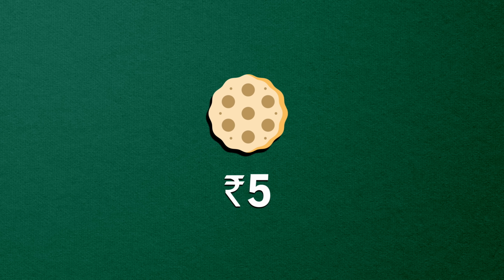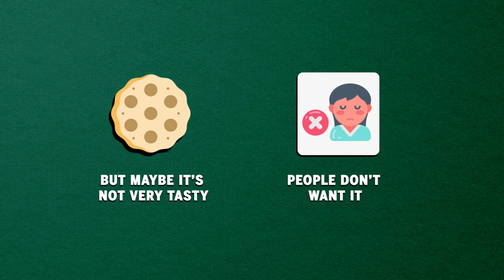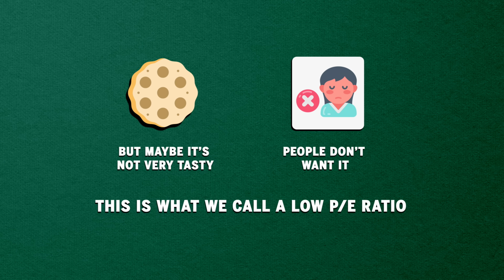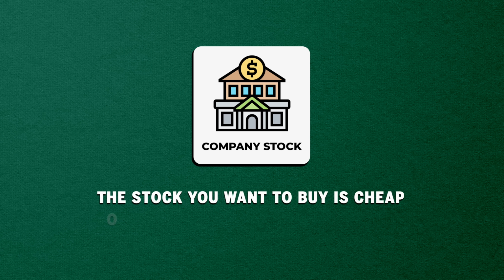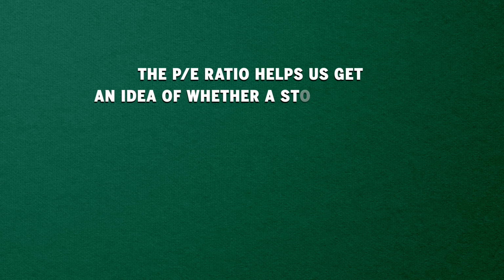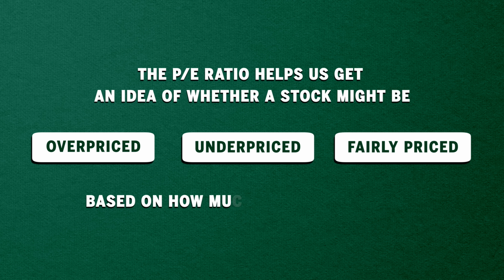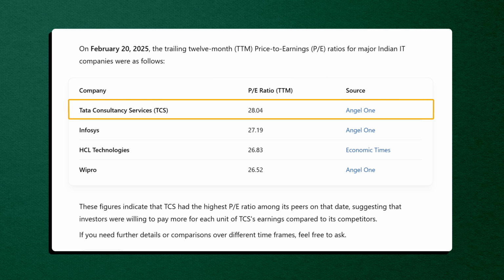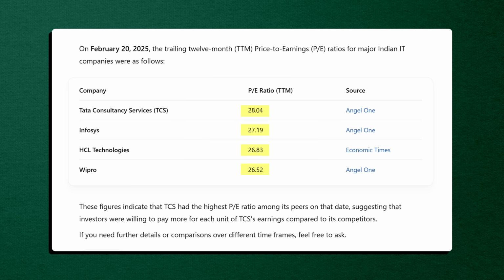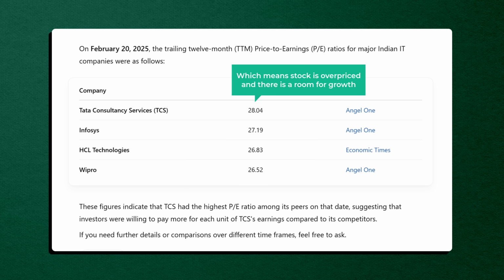Now let's say you pay 5 rupees for one cookie. That's cheap. But maybe it's not very tasty or people don't want it. This is what we call low PE ratio. This means that the stock you want to buy is cheap or the company is not doing well. So the PE ratio helps us to get an idea of whether a stock might be overpriced, underpriced or fairly priced based on how much the company earns. The PE ratio of TCS is 28.04. So let's compare this ratio with the company's competitors like Infosys, HCL and Wipro. You can see that TCS has the highest PE ratio, which means the stock is overpriced and there's room for growth.